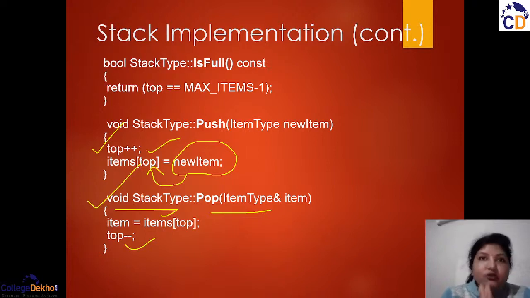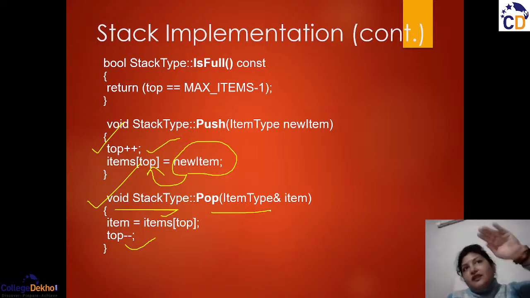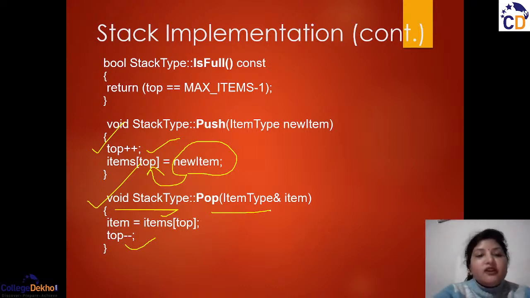For push, you need to check the maximum elements, that the stack is not full. For pop, the stack must not be empty. If you have an empty stack, what are you going to pop? There is nothing in the stack, right? And if the stack is completely full, what are you going to add? So these two conditions are checked beforehand while using these two functions, right?